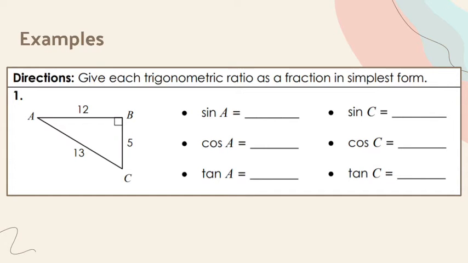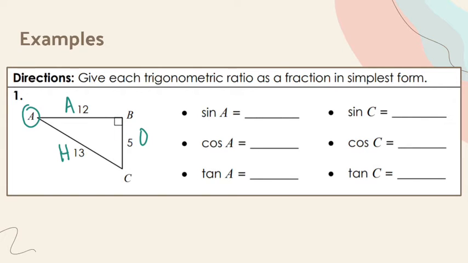So for number one, it wants us to find sine, cosine, and tangent of A, and then sine, cosine, and tangent of C. So I'm going to label these for A. If we're talking about angle A, the side opposite of angle A is going to be 5. The leg adjacent to angle A is 12, and then 13 is the hypotenuse. The hypotenuse is always the longest side of the triangle, and it's also always across from the right angle.